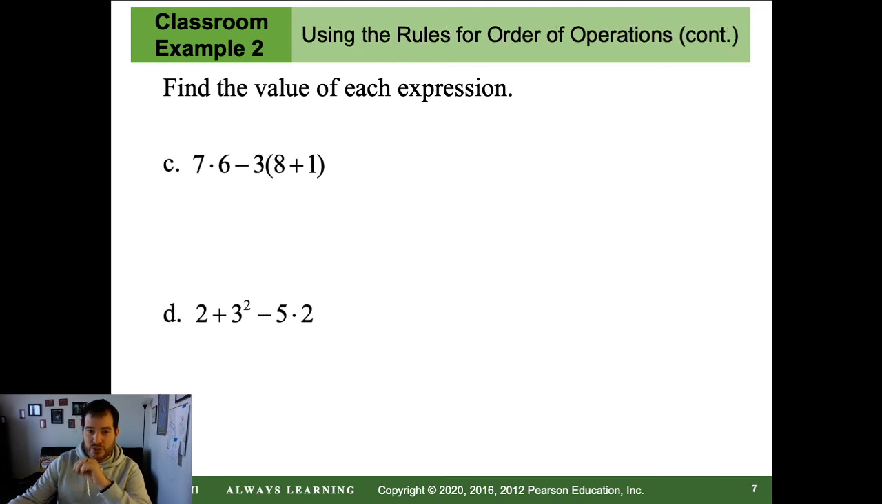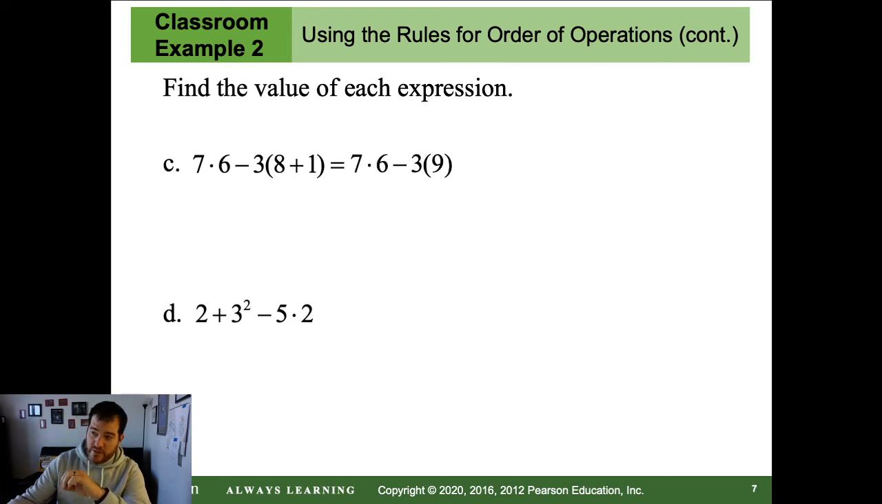All right, I want you to try these. They're definitely a lot harder. Remember, just take your time, PEMDAS, left to right. Make sure you do your parentheses first, and then kind of go from there. So go ahead and pause the video. When you're done with it, restart it, see how you did.